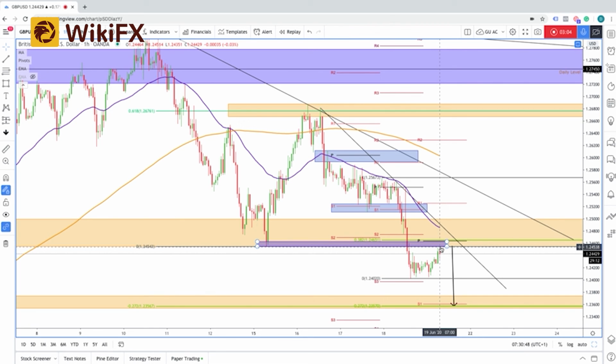Fundamentally, today we did have a release of retail sales from the UK, and those figures did come out higher than expected and higher than previous at 12%. And later on in the day, we will have Fed Chair Powell speaking at 6 p.m.